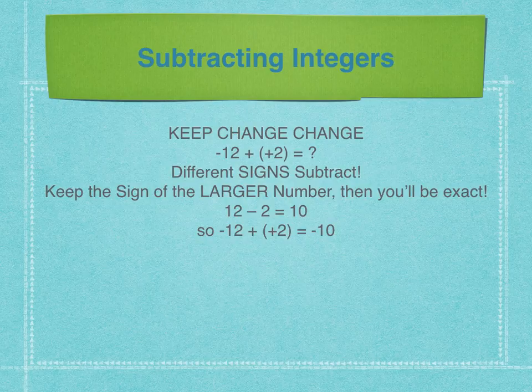We then follow the song. Do -12 plus 2 have different signs now? They do. So we follow different signs subtract. Keep the sign of the larger number, then you'll be exact. So using our absolute values, we have 12 minus 2, which equals 10. So looking at this problem, -12 plus 2 will equal -10.